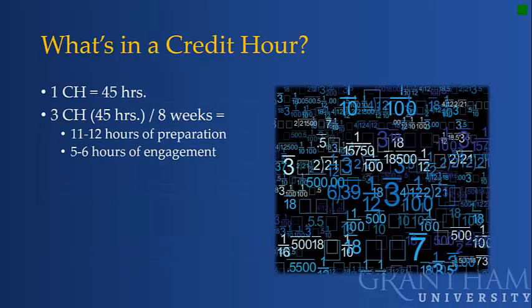And now for a math problem, or maybe something closer to a mathematical generalization. One Carnegie unit, or credit hour, is equal to 45 hours of time spent on or in a given course. Therefore, for a standard 3-credit hour class, students are expected to spend approximately 11 to 12 hours in preparation and 5 to 6 hours engaging in the course per week, for a total of 8 weeks.